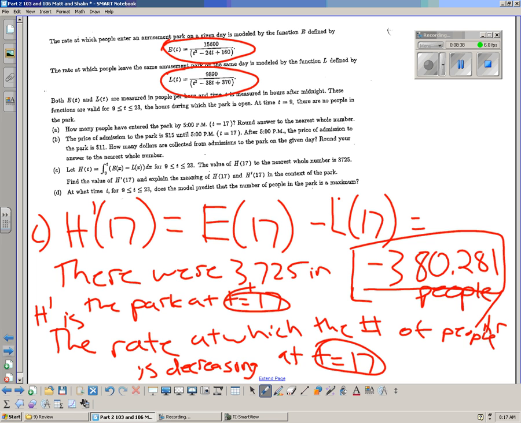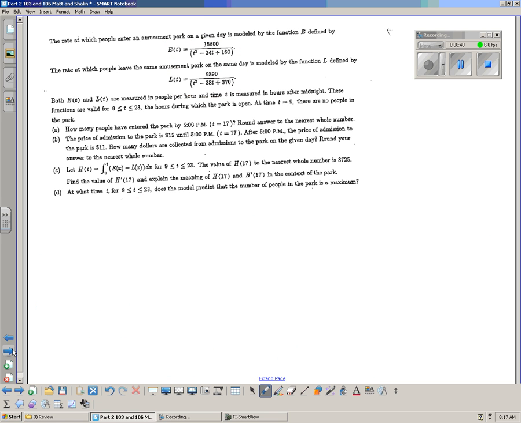All right, next question. So last one, D. Now D is asking you at what time t for the interval we have, always 9 to 23, does the model predict that the number of people in the park is a maximum? Now, when we think of maximums, we immediately think to the derivative.